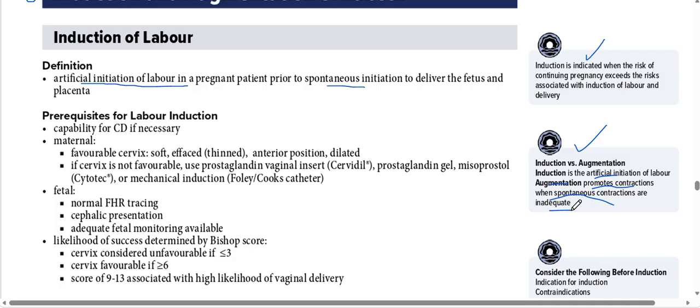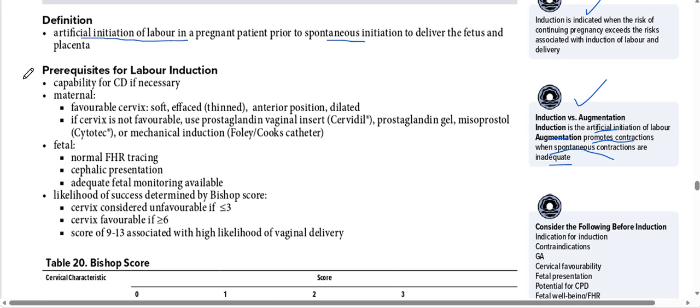we use the method of augmentation of labor. Now, some prerequisites for labor induction: capability for cesarean delivery if necessary. They want to tell us that induction of labor is not always successful, and sometimes normal delivery is not possible, so we sometimes have to opt for cesarean delivery, if needed.